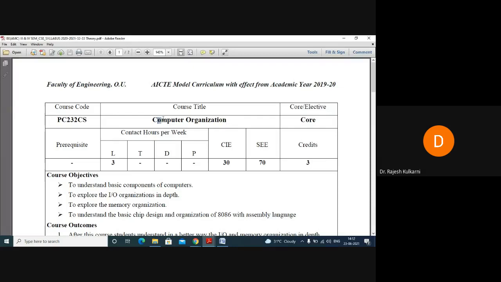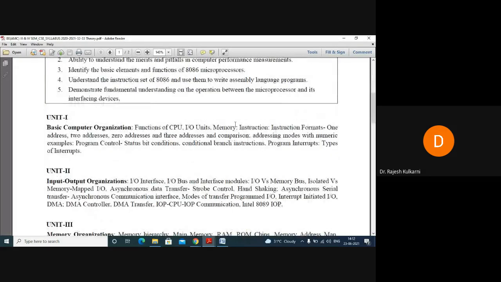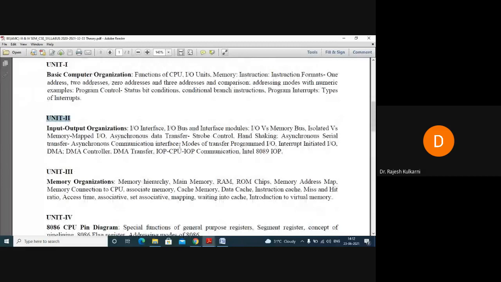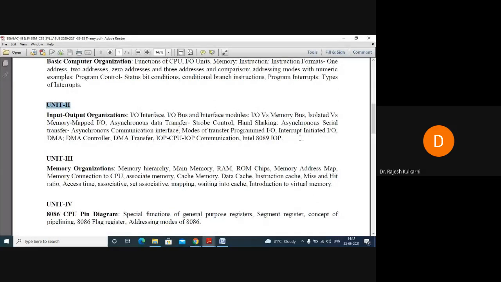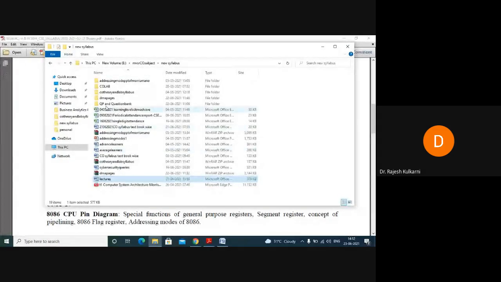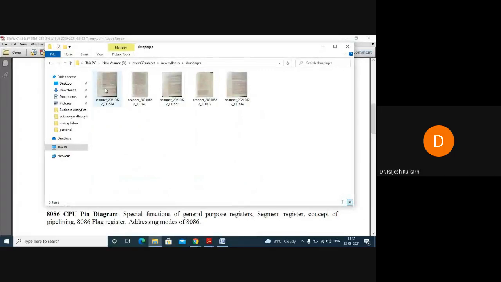Syllabus for the subject computer organization, and in unit 2 we had covered last time something called DMA, the DMA controller and DMA transfer, is it not? As the unit test is tomorrow and we have to touch some part of unit 3, today we'll be covering memory hierarchy and something about memory. But let us first look at what we covered in yesterday's session.